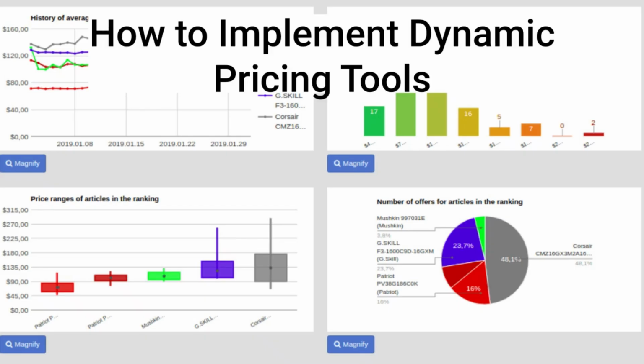So how do you implement dynamic pricing tools? Are you ready to put dynamic pricing into action? Here's how you can get started with some of the most popular tools.